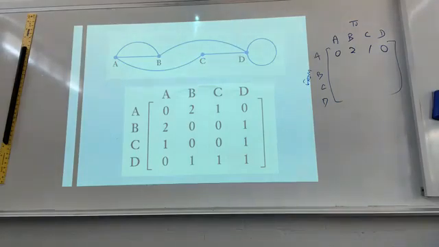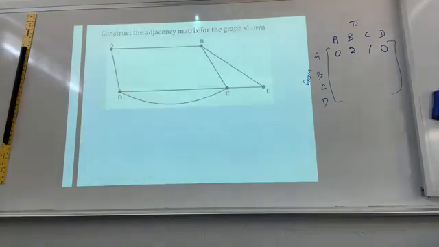And you can see that it's symmetrical because there's no direction. All the edges are two ways. You can go one way and back the other way. It's important to know that D is a loop. Happy with that? Okay, I'll move on to the next one. Can you construct the adjacency matrix for the graph below, please?